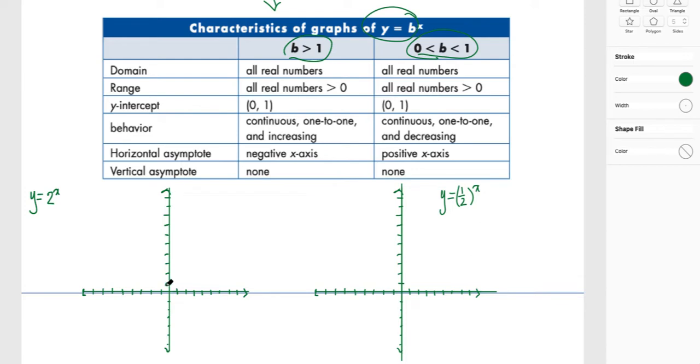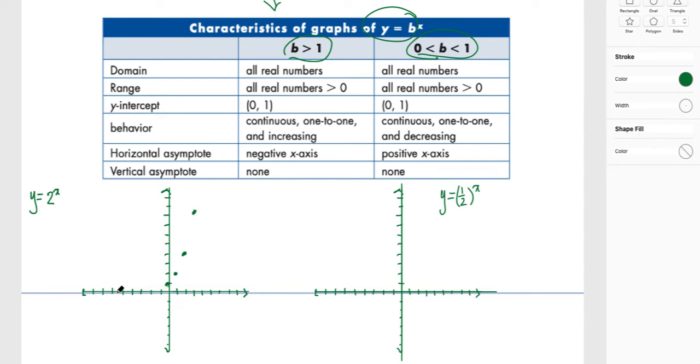And so check this out how we'll do it. We'll plug in 0 and we'll get 1. We'll plug in 1 and we get 2 in this function, right? 2 to the 1 is 2. 2 to the 2 is 4, brings us up here. 2 to the 3rd will bring us up to 8, which is about here. And you can see this is just going up and up and up.